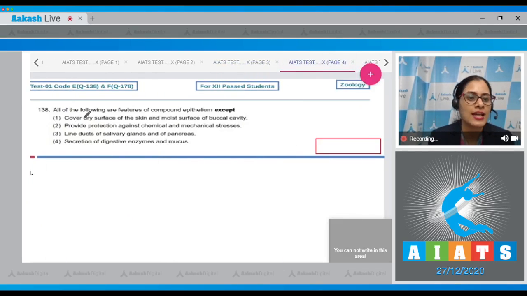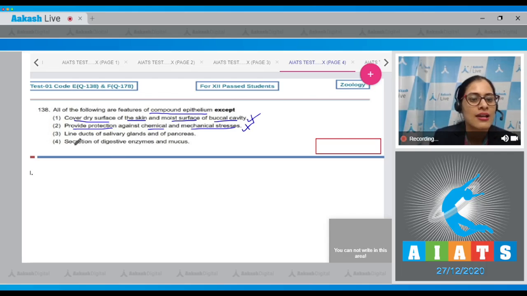Question number 138. All of the following are features of compound epithelium except, and the very first option given is cover dry surface of the skin and moist surface of buccal cavity. As it is correct with respect to compound epithelium, this cannot be a correct answer. The second option says provide protection against chemical and mechanical stresses. This is also correct, so cannot be a correct answer with respect to compound epithelium.